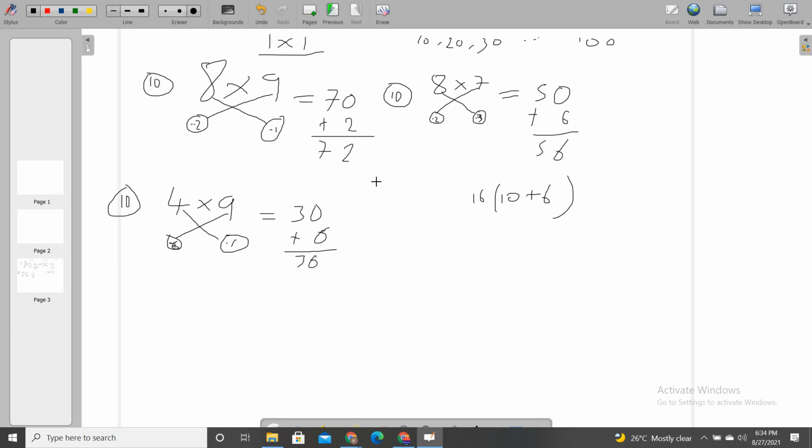Okay, so for instance, I've been given 16 times 5. Because I can't work with this, I want to break this one down. So I have 10 plus 6. Okay, now I can work with this. I can work with the 10, so I can easily do that.